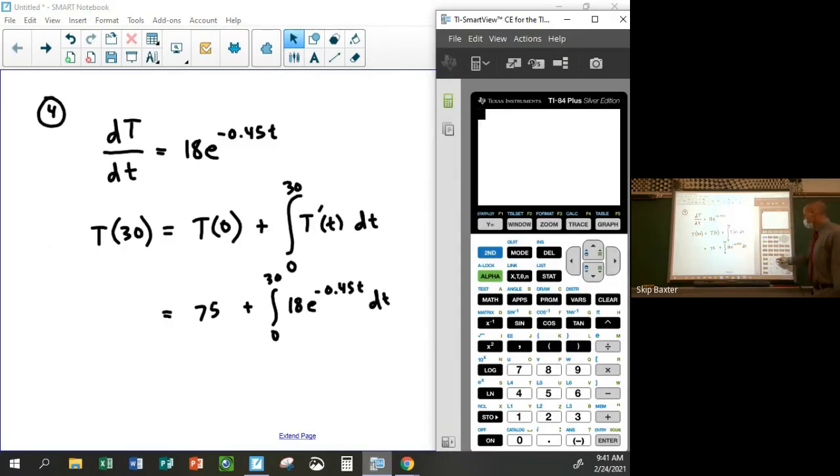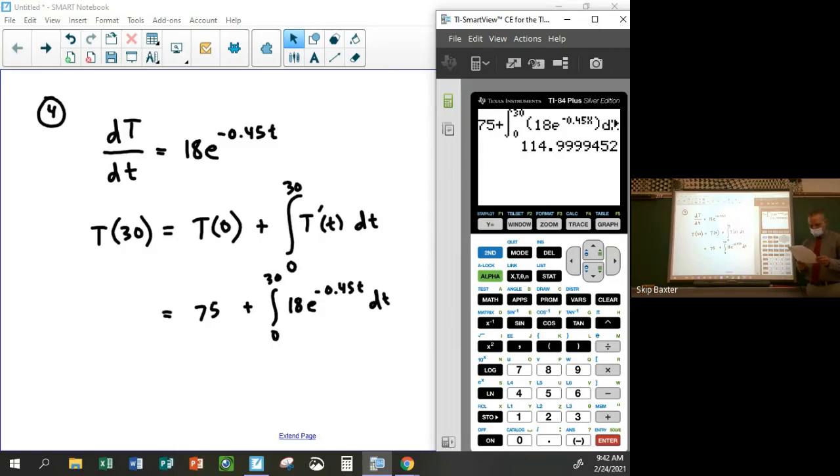So I'm just going to do 75 plus math 9, the integral from 0 to 30, and the function is 18e to the negative 0.45x, and then dx. Enter, there's the answer, 115.